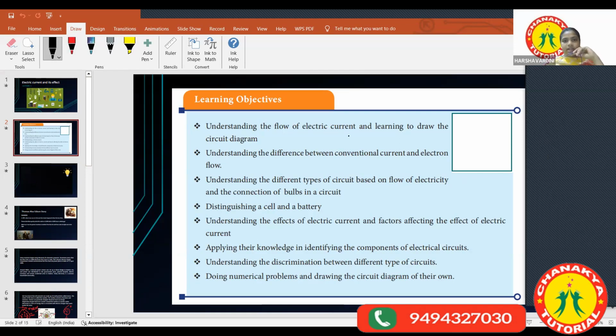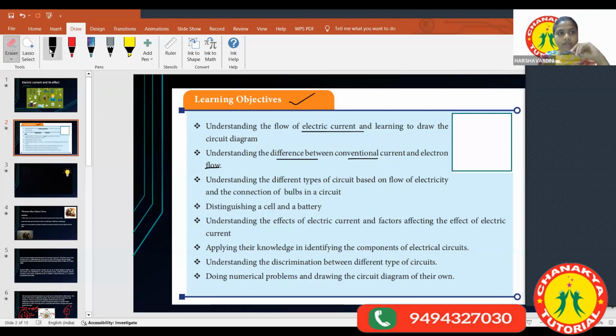So see, understanding the flow of electric current, what is the learning objective of this chapter? We will basically see what is electric current. We'll basically see what is circuit diagram. We will be understanding the difference between conventional current and electron flow. What is conventional current and what is electron flow? You don't have to confuse your mind so much. I will tell one of your friends to explain now what is this electric current. Okay, understanding the different types of circuit based on the flow of electricity.